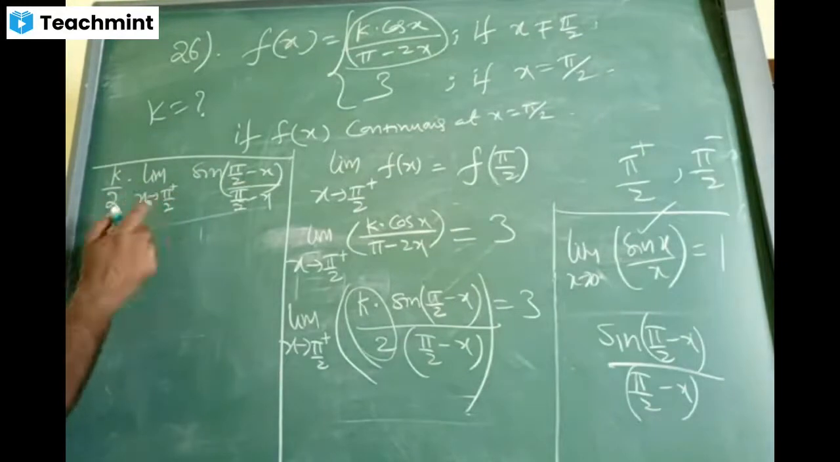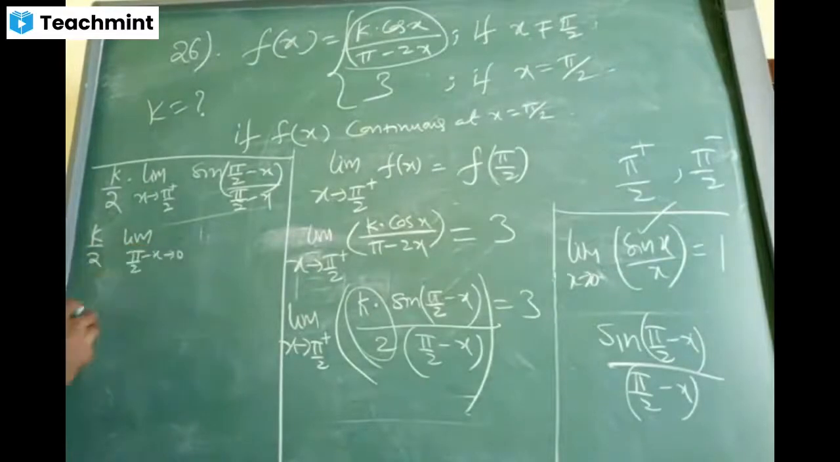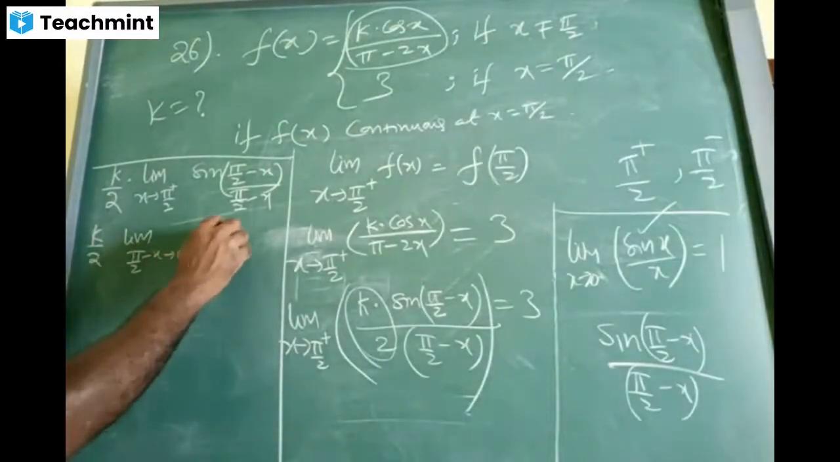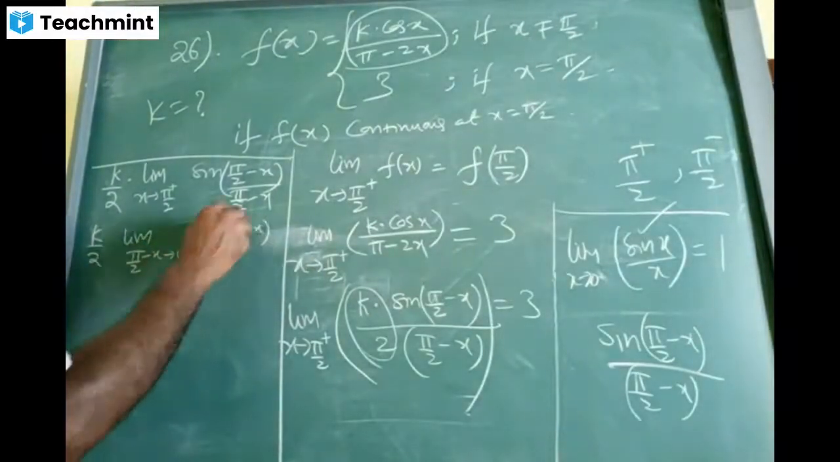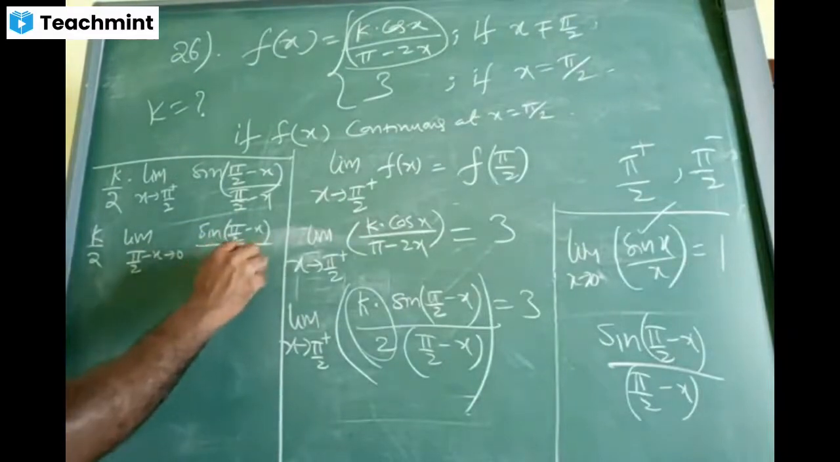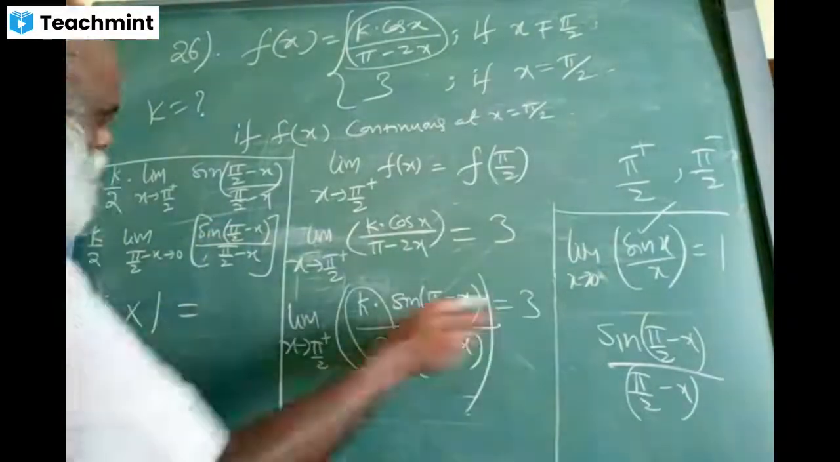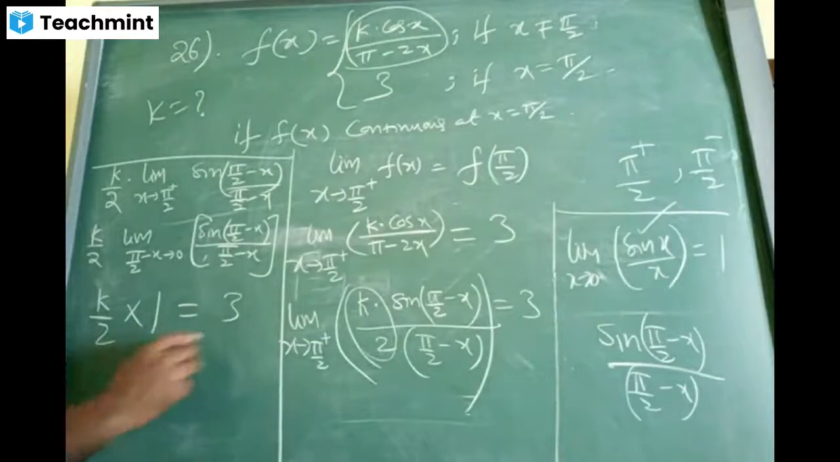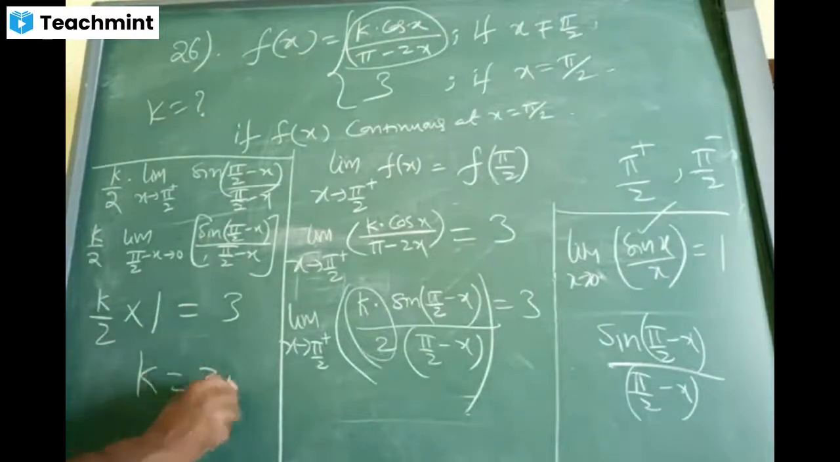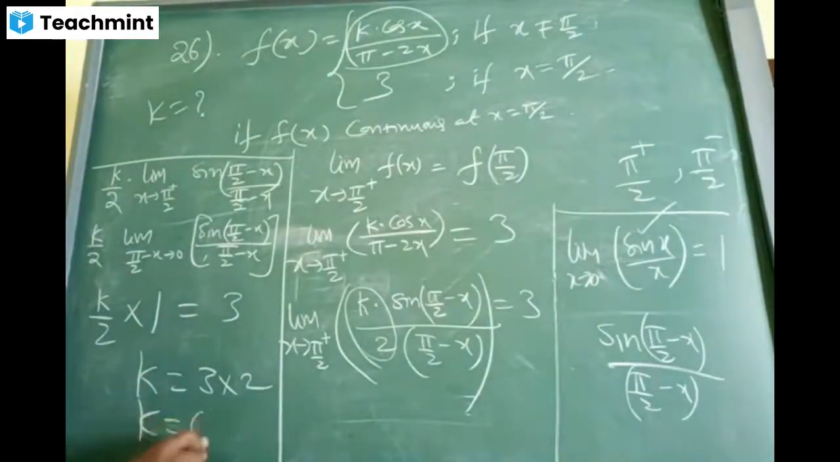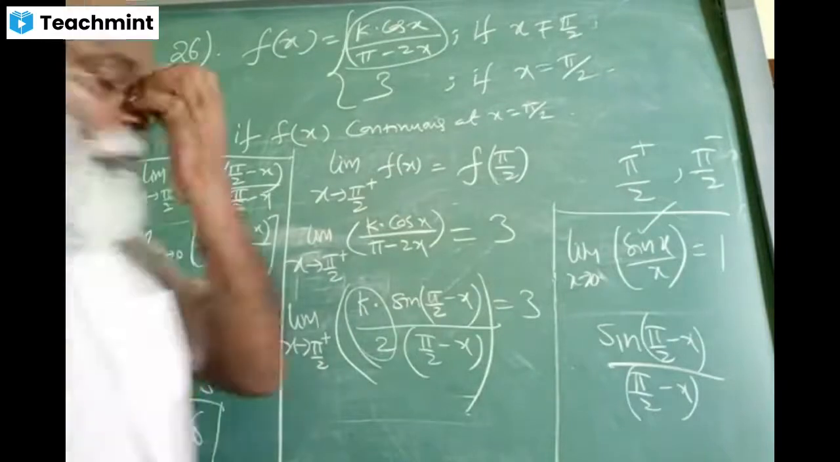Therefore, k by 2 times the limit as pi by 2 minus x tends to 0, sin of (pi by 2 minus x) by (pi by 2 minus x), by the standard formula, so it's k by 2. What is this limit called? It is 1. And what is the answer equal to? 3. So k by 2 equals 3, k equals 3 into 2, that is k is 6. That's all. Such a beautiful one for you.